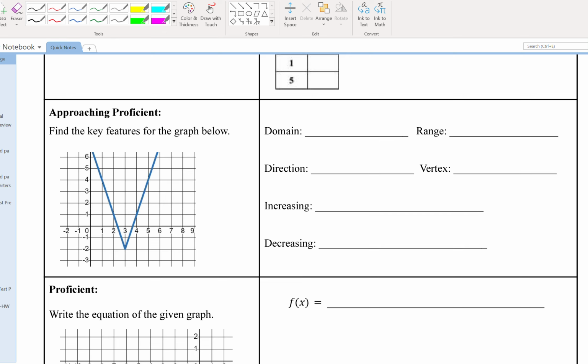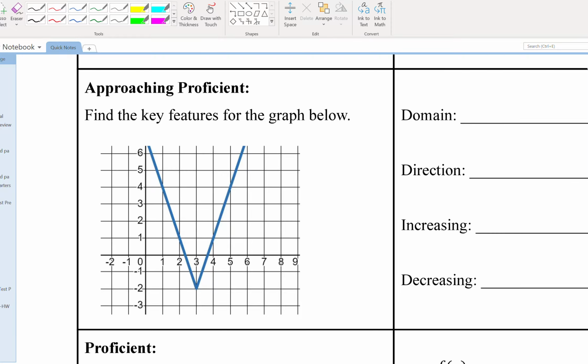Welcome. This is a video on how to find key features for a graph from absolute value. One of the things to keep in mind is that if your graph goes all the way to the edge of the graph, even if it doesn't show it, it's a good idea to draw those arrows so that you realize that this does continue. And so this continues in both of these directions here.